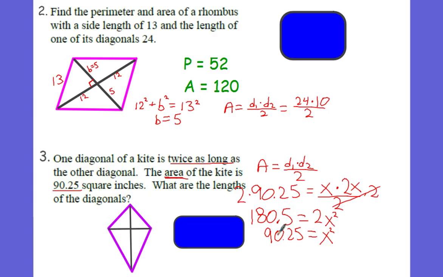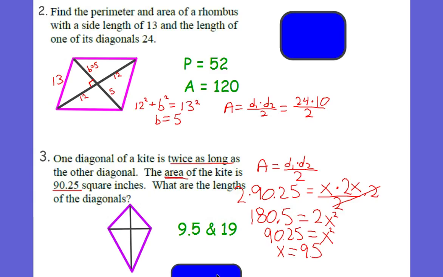Go ahead and use your calculator. Take the square root of that number. Let me flip this around. So we end up with x equals 9.5. The question asks us, what are the lengths of the diagonals? So both of them. Well, if x is 9.5, that was one of our diagonals. The other one's going to be 2 times x, right? So final answer, we could say 9.5 and 19 would be the lengths of the diagonals.